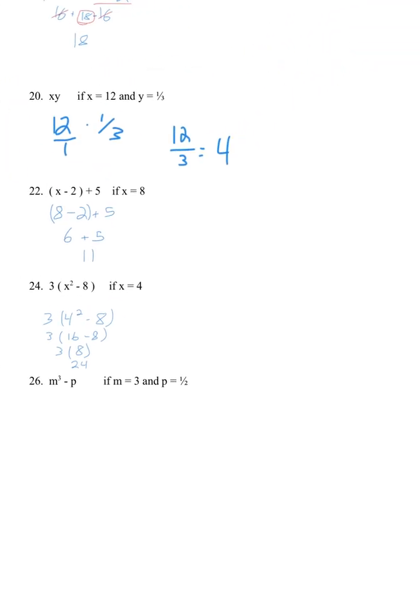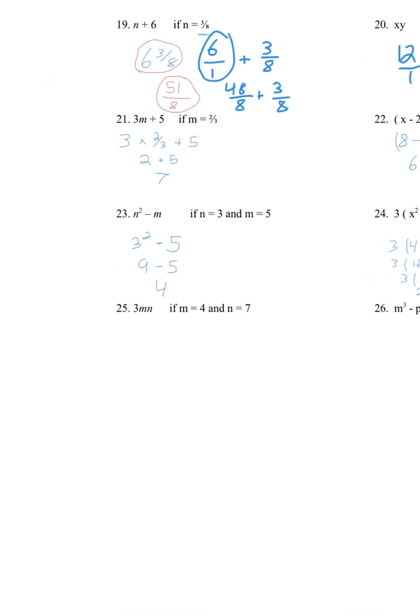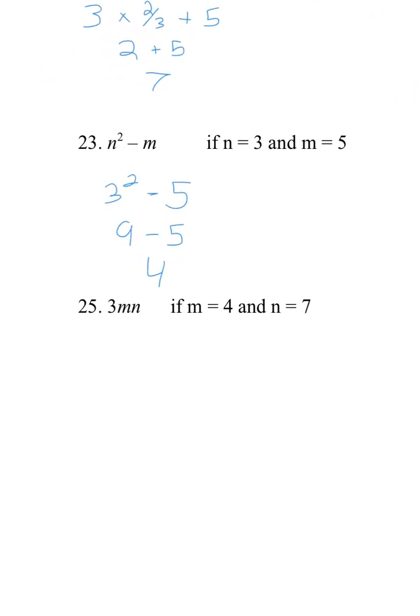Looking at number 25 then, we have 3 times m times n. So we're going to plug in our 4 and our 7 to make it 3 times 4 times 7. 3 times 4 is going to be 12. And then when you multiply 12 times 7, you're going to get 84.